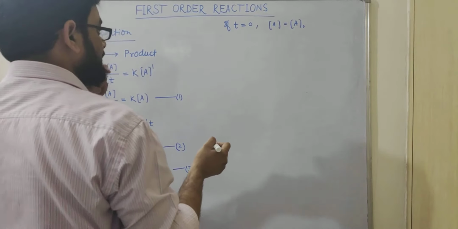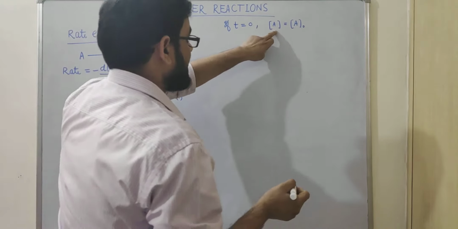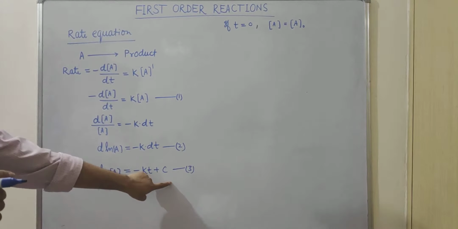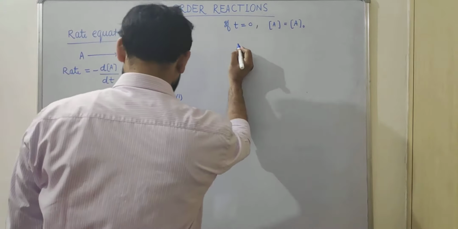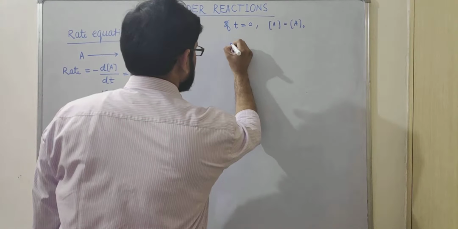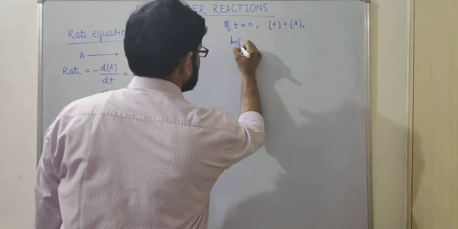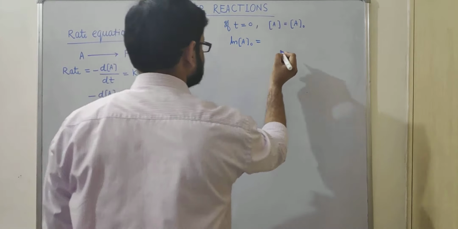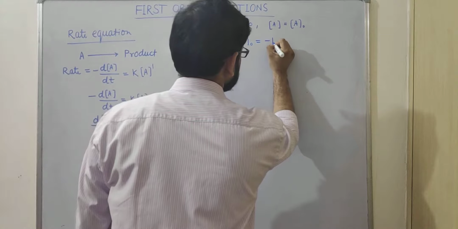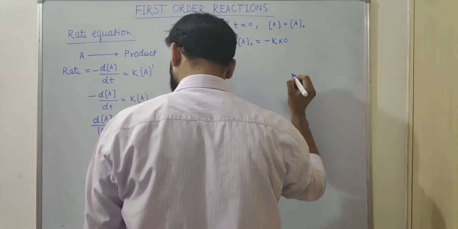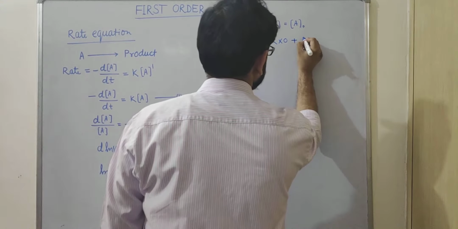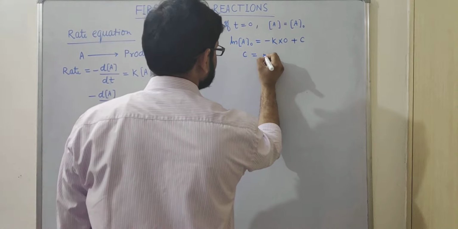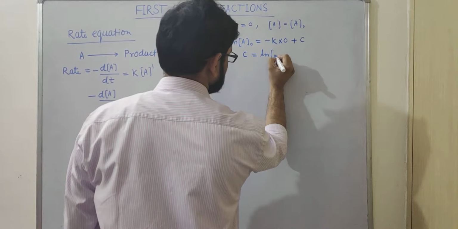So putting the value of A at time t equal to 0 in equation number 3, we will get ln A0 will be equal to minus k into 0 plus C, or simply we can say that the value of C is equal to ln A0.